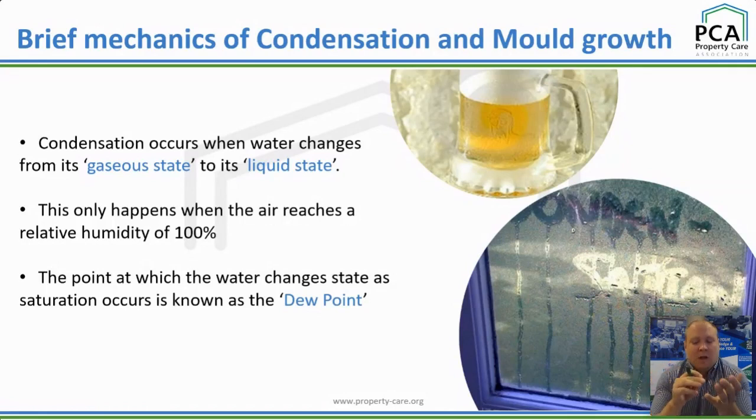Relative humidity is probably best described as the amount of water in the air expressed as a percentage of the maximum amount of water the air can hold at a given temperature. I'll say that again just in case it didn't make sense: relative humidity is the amount of water in the air expressed as a percentage of the maximum amount of water that air can hold at a given temperature.